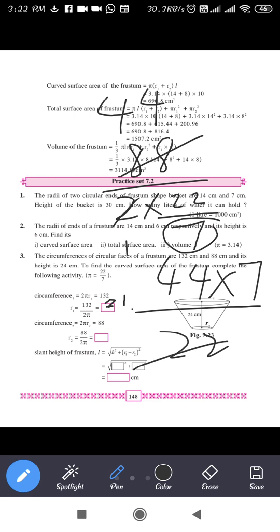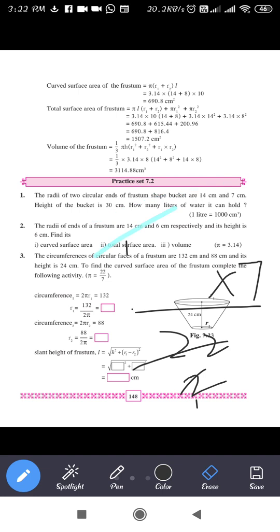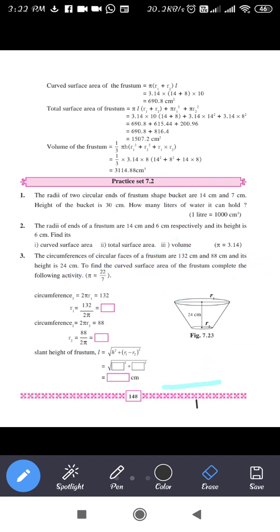Now you can cancel it by the table of 2. 11 2s are 22. 11 4s are 44. 2 1s are 2, 2 2s are 4. Now 2 into 7, 2 7s are 14. So the value of R2 is 14. Here you got 21, you got here 14.